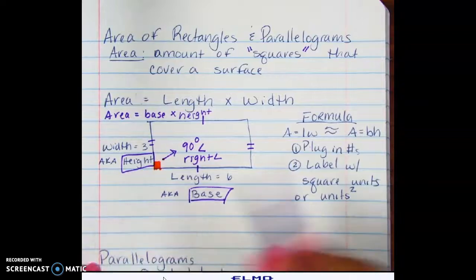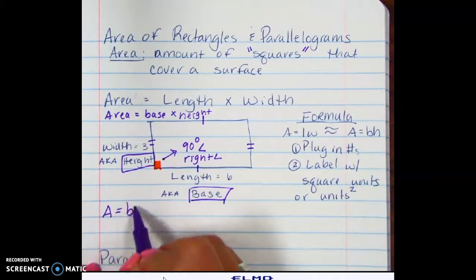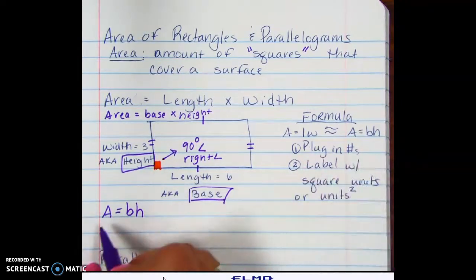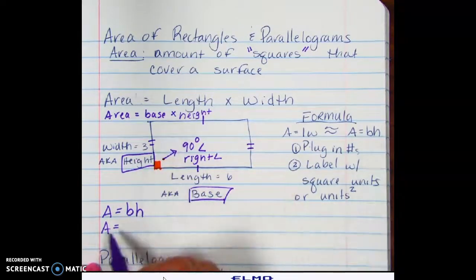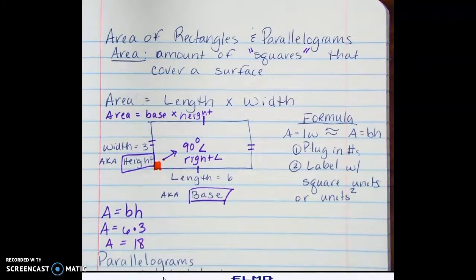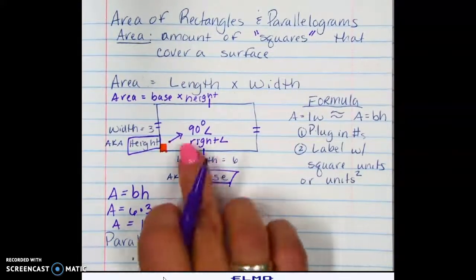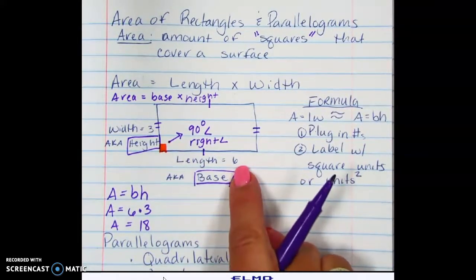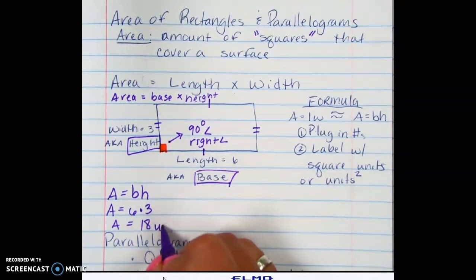Now, what I do is I first have to write down my formula. Always write down your formula. Then we're going to plug in the numbers, and I say area equals base is 6. Remember to put your multiplication sign in because BH means to multiply, and area equals 18. Now, we said how many squares cover the surface, so we don't know what the units are. We don't know if it's 6 feet, 6 meters, 6 inches, 6 centimeters, etc. So we would say units.